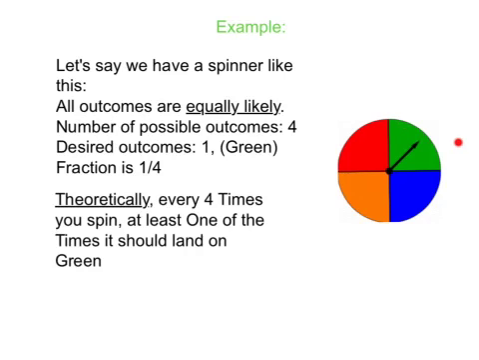Step 2 was to look at the desired outcomes, and our desired outcome for this example is the color green, and there is only one color green. So now step 3 was to put those two together and get your fraction. So the fraction would be 1/4.